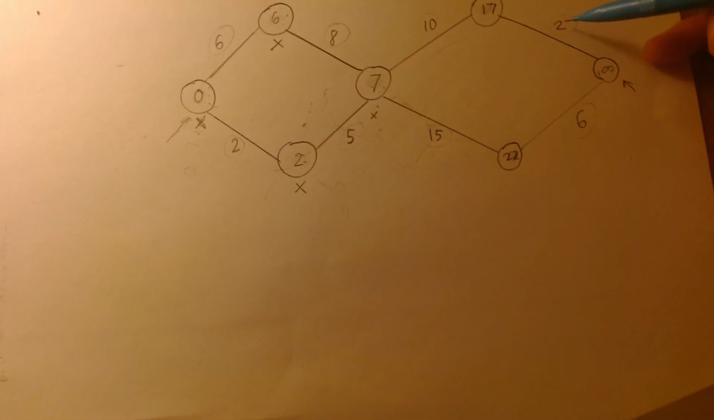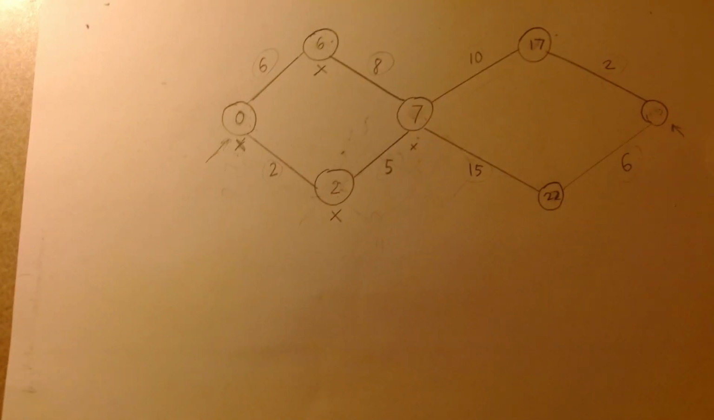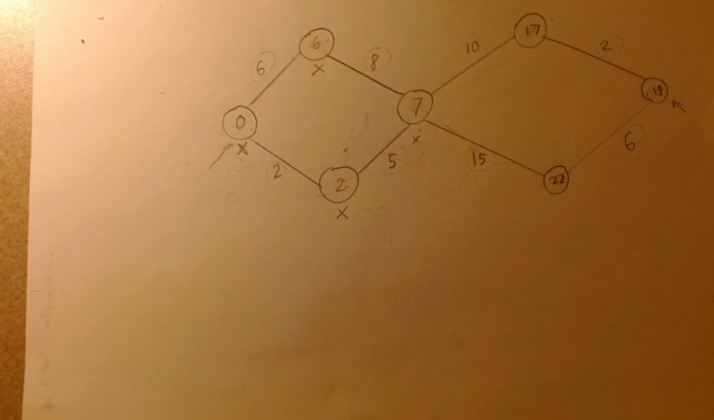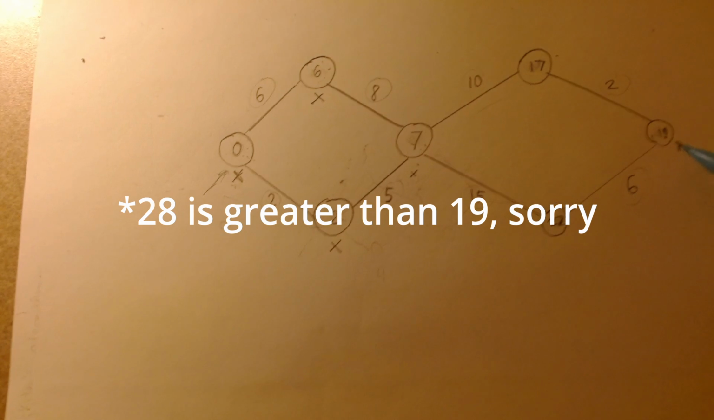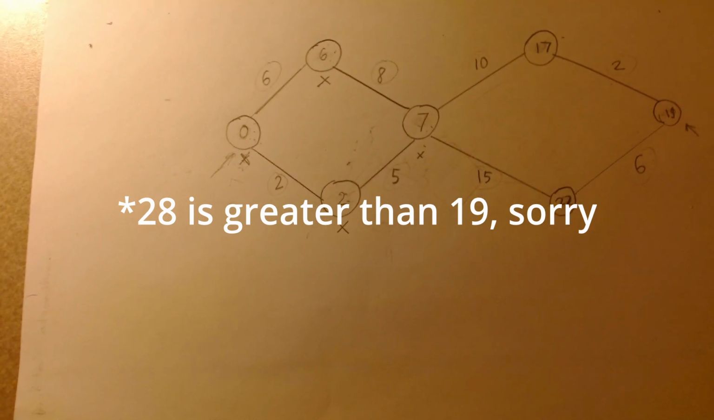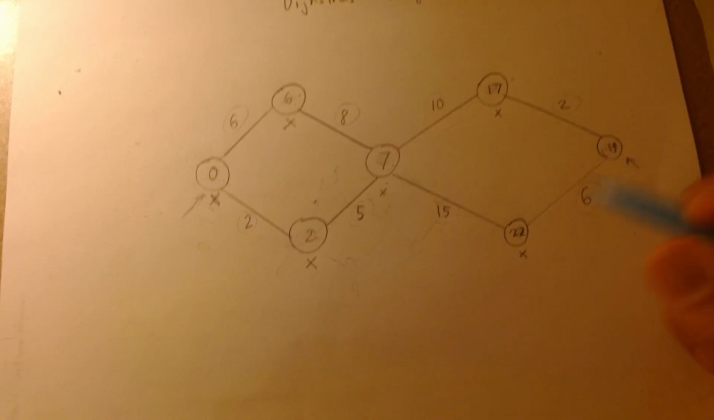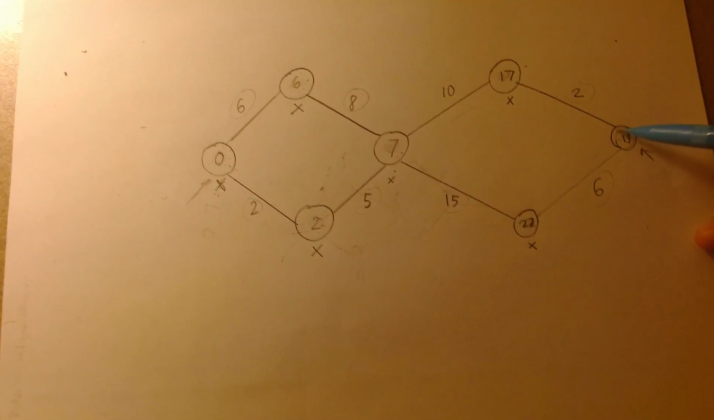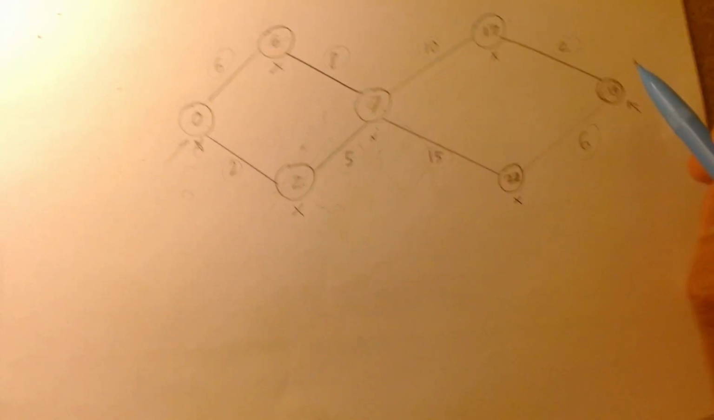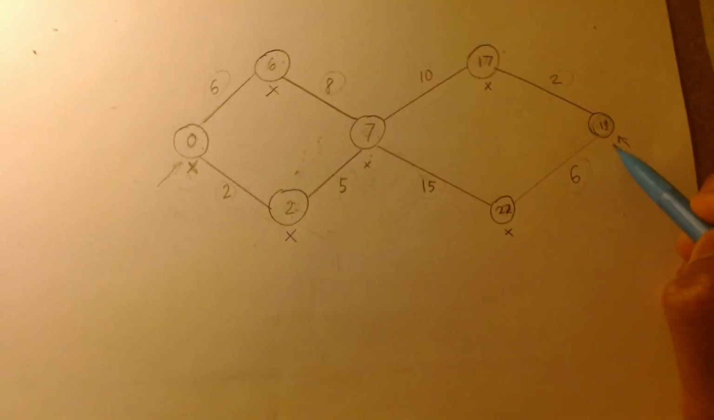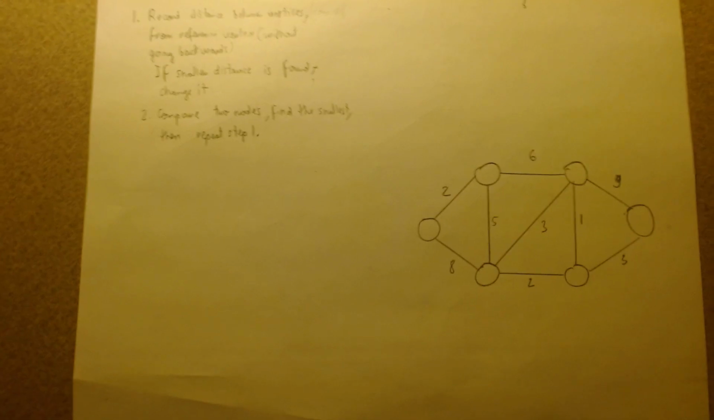17 plus 2 is going to be 19, which is less than infinity, so I'm going to change it to 19. And then 22 plus 6 is 28, but 28 is not less than 19, so I'll leave the graph as it is. So mark X here, mark X here. The final distance, 19, is the length of the shortest path between this vertex and this vertex over here.